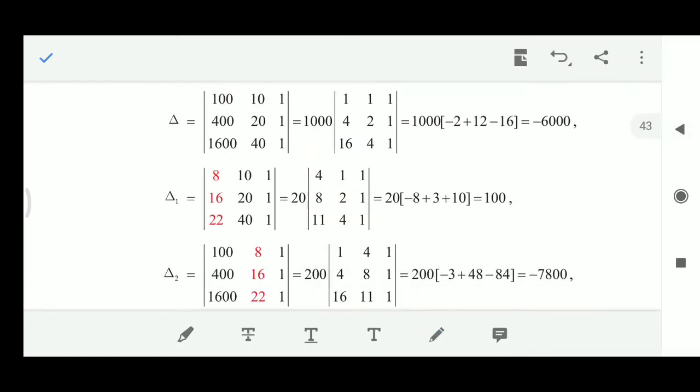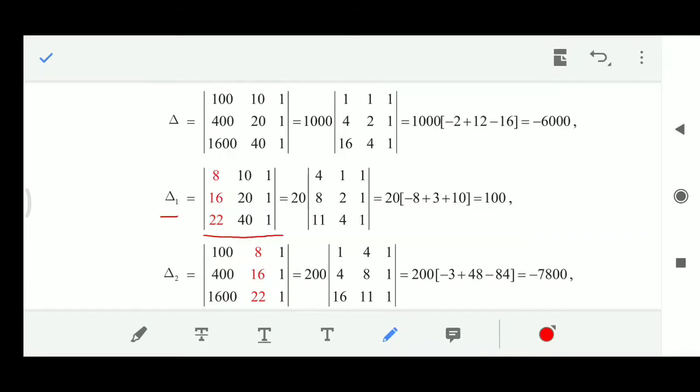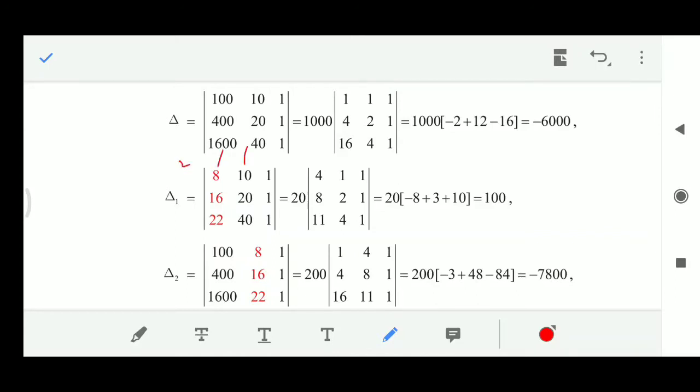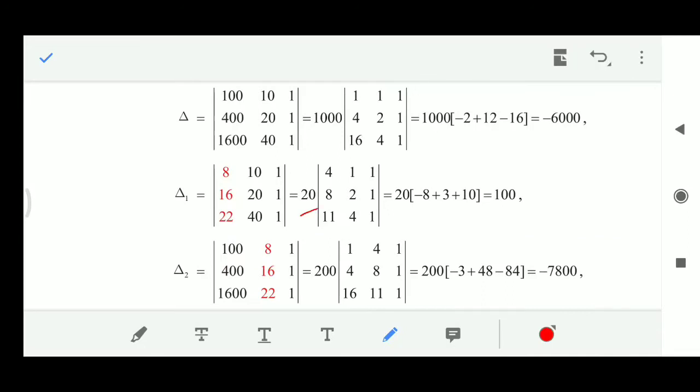Next, in delta 1, you have to replace the x column with 8, 16 and 22. So you will get delta 1 as 8, 16, 22, 10, 20, 40, 1, 1, 1 row wise. In this first row I am going to take 2 as common, and from the second row I am going to take 10 as common. So 2 into 10 gives 20, into the remaining determinant 4, 1, 1, 8, 2, 1, 11, 4, 1. If you expand this, you will get the answer as 100.